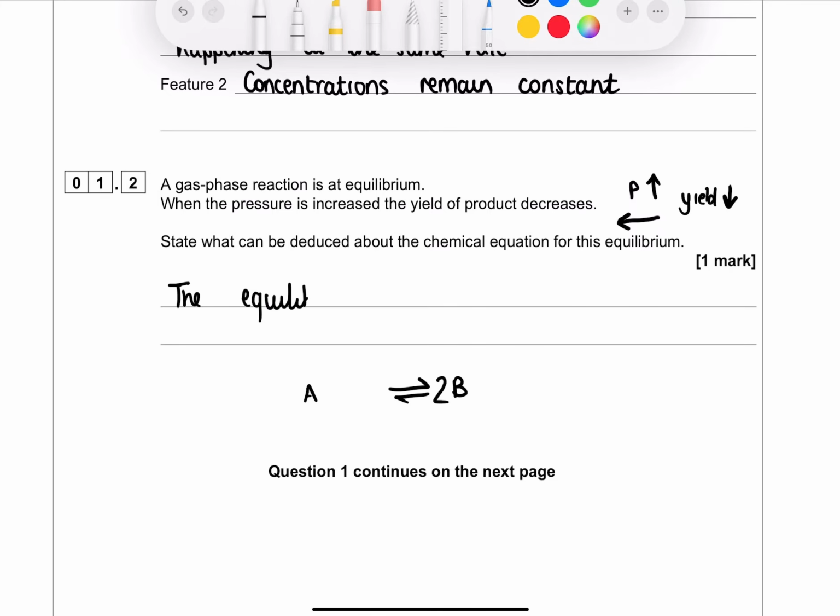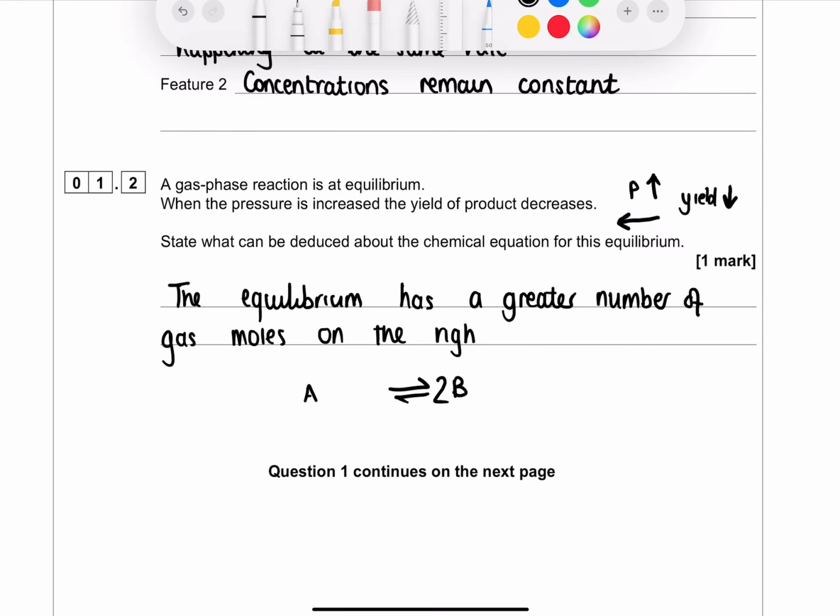The equilibrium has a greater number of moles, and we only look at gas moles, on the right-hand side, or the product side, you could say.